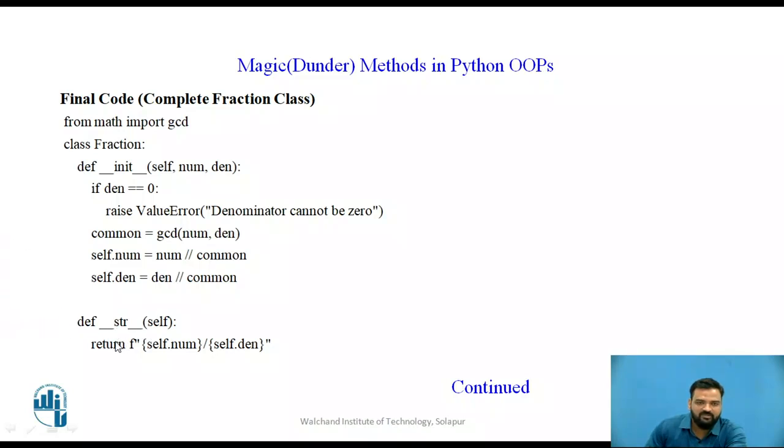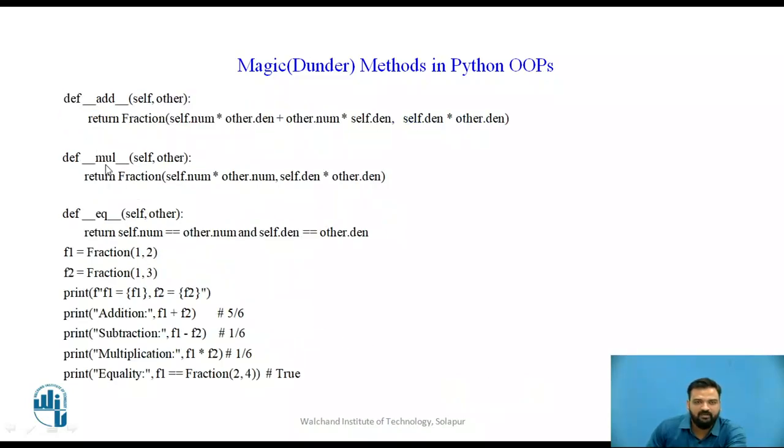Likewise, there is another magic method which is used to display the value stored in the object. If you print object f1, any object created using this Fraction class, whatever is written under the str magic method will be displayed. Here str returns an f-string of self.numerator and self.denominator. Here the addition method, multiplication method and equality method have been written. For example, we have declared f1 and f2, two fraction numbers. We are going to print the value stored in f1, the value stored in f2, and the addition operation between f1 and f2. We are going to print the subtraction operation, f1 minus f2, and the multiplication operation between f1 and f2. The result will be displayed.